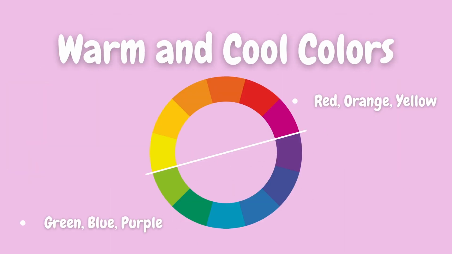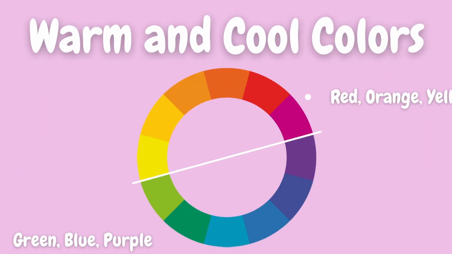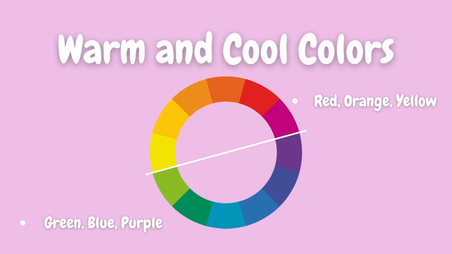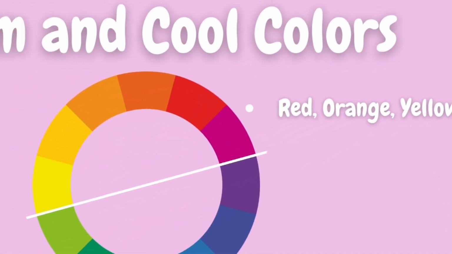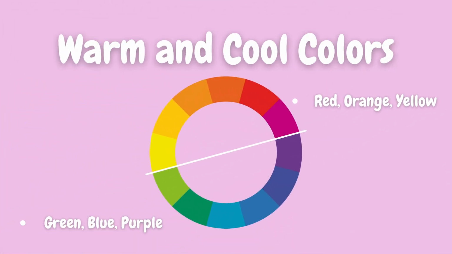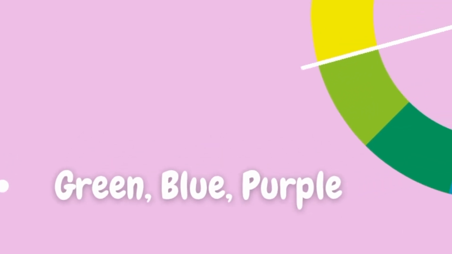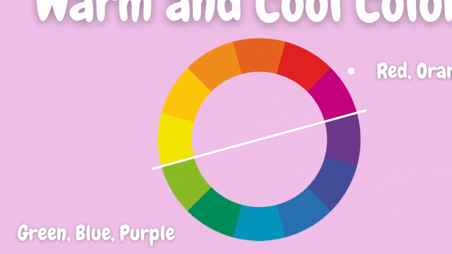Now let's move on to our final topic, which is warm and cool colors. Warm colors take up the top half of the color wheel, known for being lighter and brighter, while cool colors take up the bottom half, known for being darker. Warm colors consist of red, orange, and yellow, while cool colors consist of green, blue, and purple, or violet.